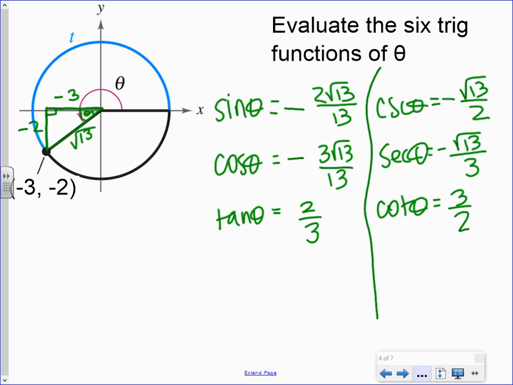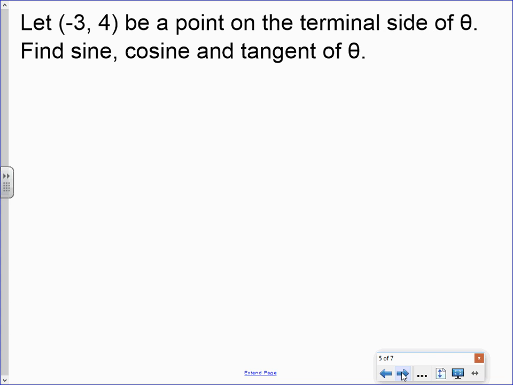Okay, I'm going to show our next example. What I want you to do is write down the information that you want to. You don't have to write down every word, but you need to write a little bit down. And then I want you to draw a picture representing what I have up here. Let -3, 4 be a point on the terminal side of theta. Find sine, cosine, tangent of theta.